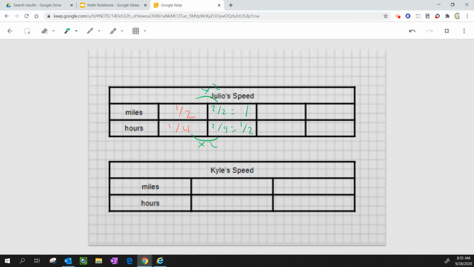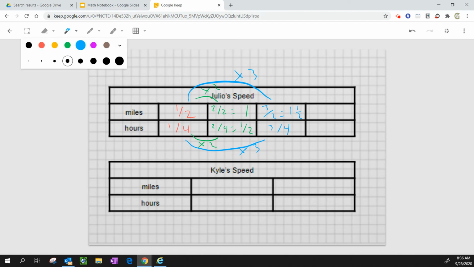But we want to keep comparing how many miles, so kind of the other unit rate, how many miles he can hike in 1 hour. So I'll keep trying here. I could do times 3 and times 3. So 1/2 times 3 would be 3/2, which is 1.5. And 1/4 times 3 would be 3/4. So again, not up to 1 yet. Continuing on, I could then try times 4.